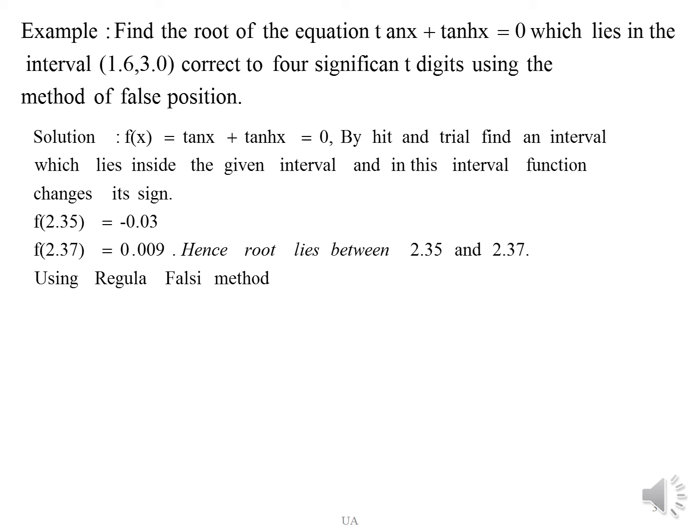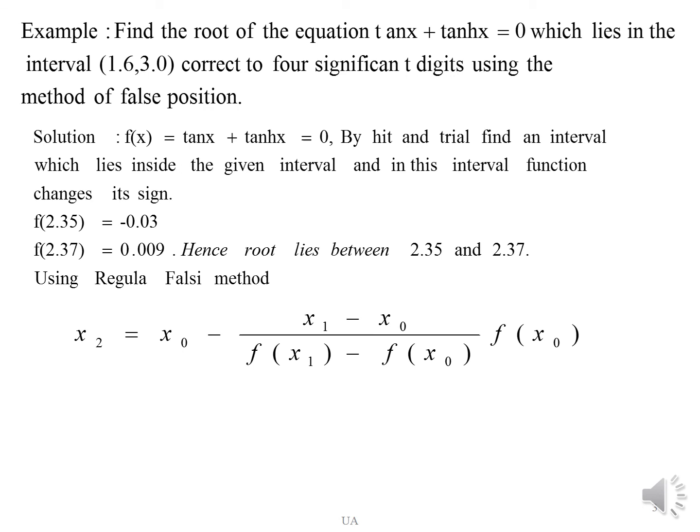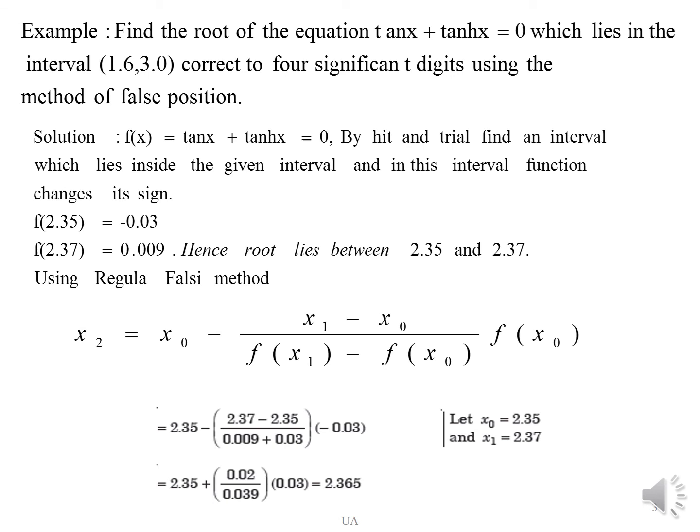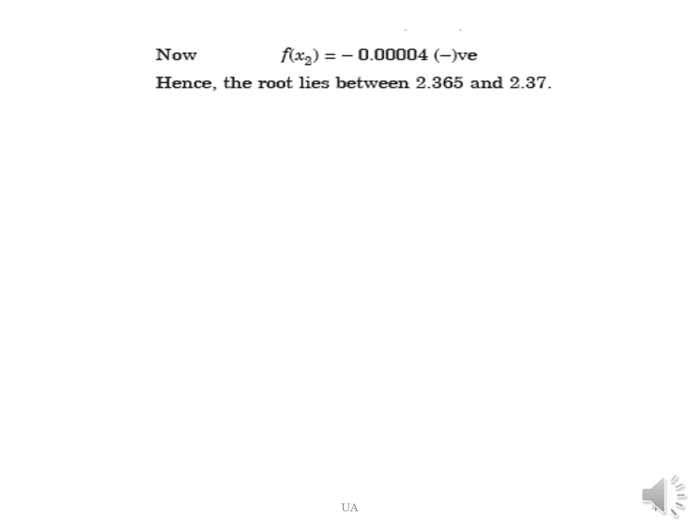So we now apply the Regula Falsi method, and this is the formula for Regula Falsi. We substitute the value of x0 as 2.35, x1 as 2.37, f(x1) as 0.009, and f(x0) as minus 0.03. We substitute all these values and calculate the value of x2. It comes 2.365, and the function value is a negative value, which is quite small. So we know that the next root is between 2.37 and 2.365, because at 2.37 the function value was positive, so we have replaced the value where the function value was negative.